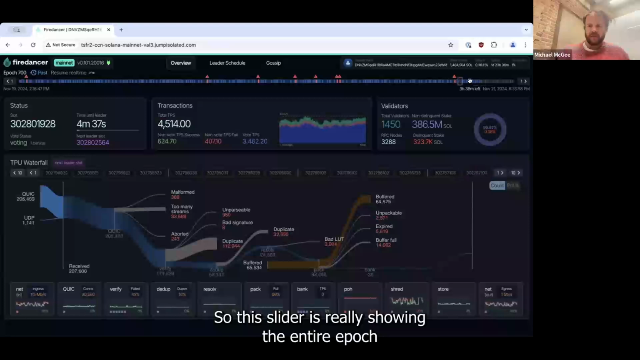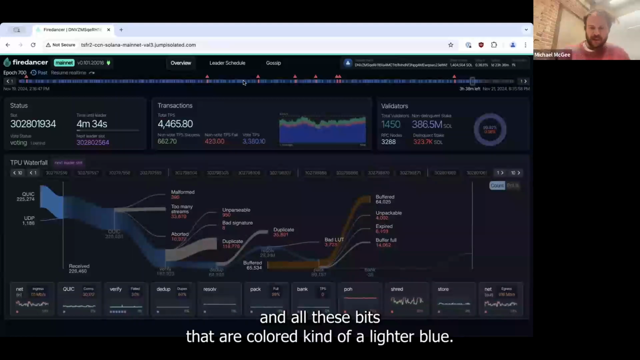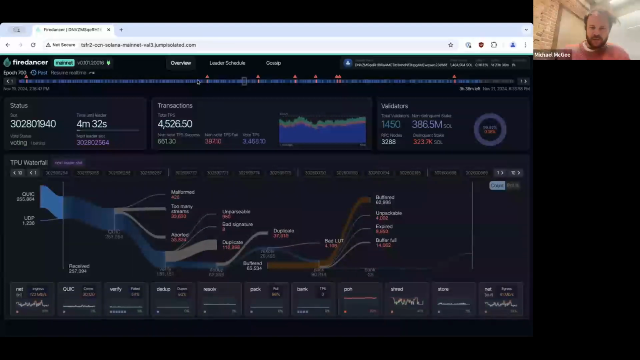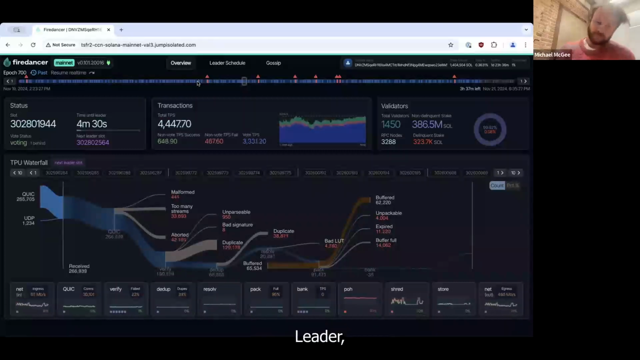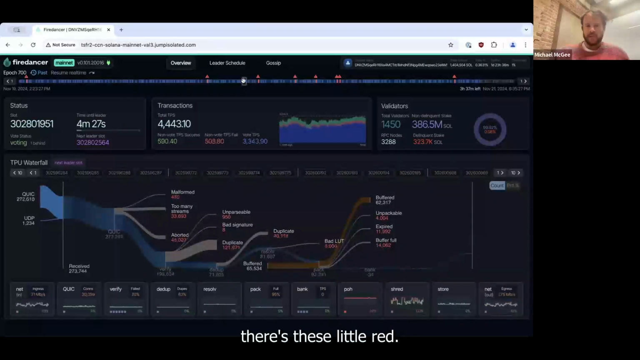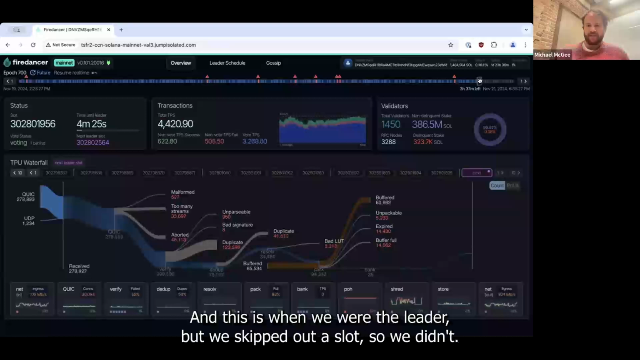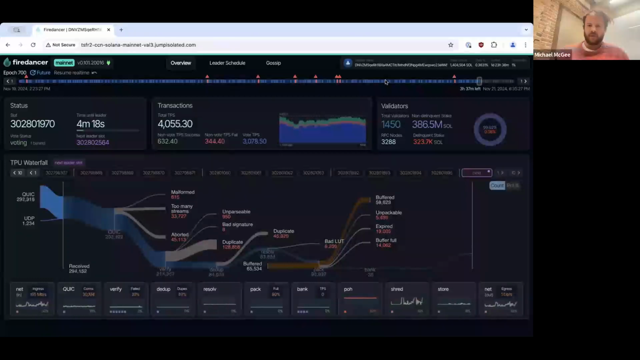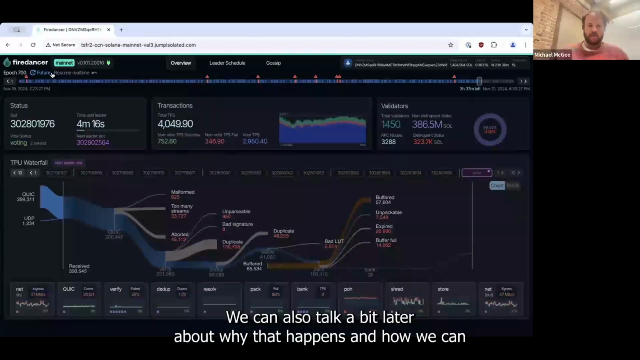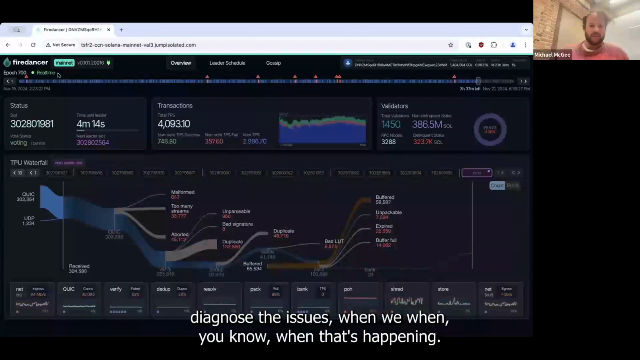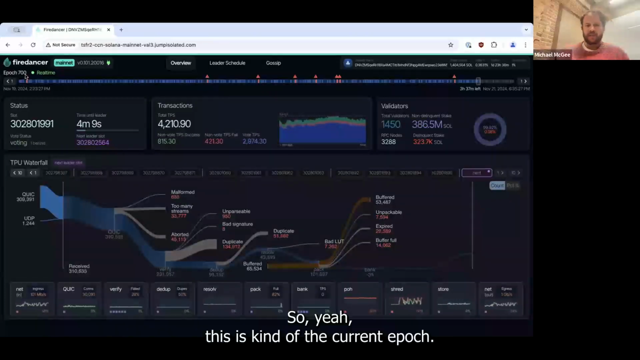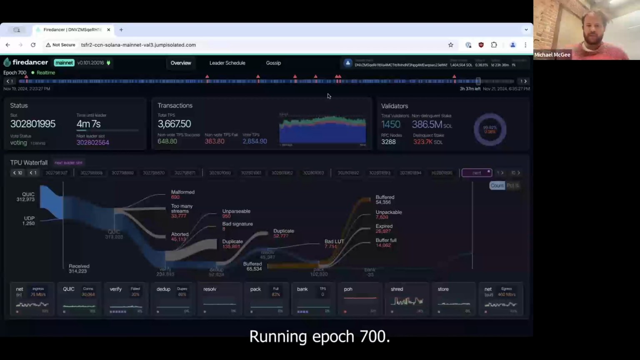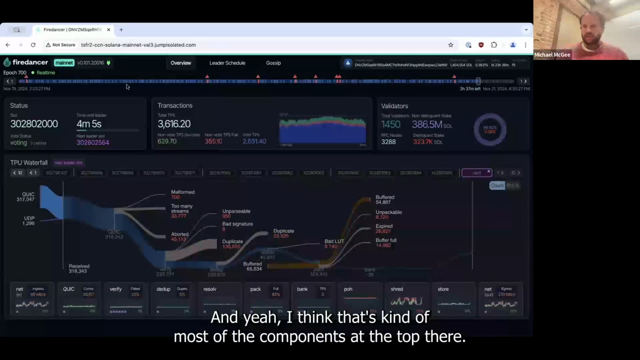So this slider is really showing the entire epoch, and all these bits that are colored a lighter blue are when we were the leader. There's these little red icons all over the place, and this is when we were the leader, but we skipped our slot. So we didn't actually produce a block that was included by the network. We can also talk a bit later about why that happens and how we can diagnose the issues when that's happening. So this is the current epoch. We're in epoch 700, and I think that's most of the components at the top there.